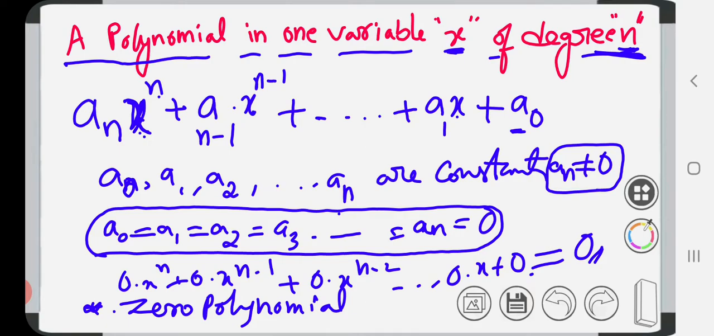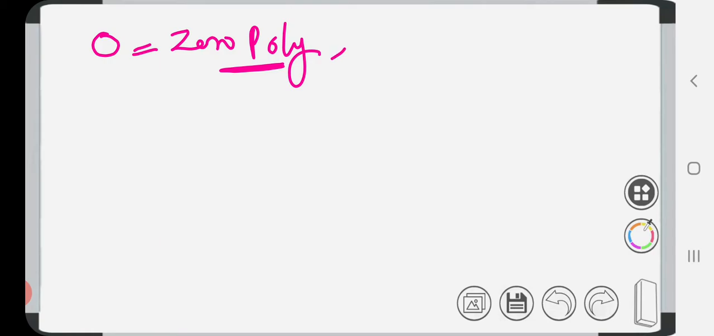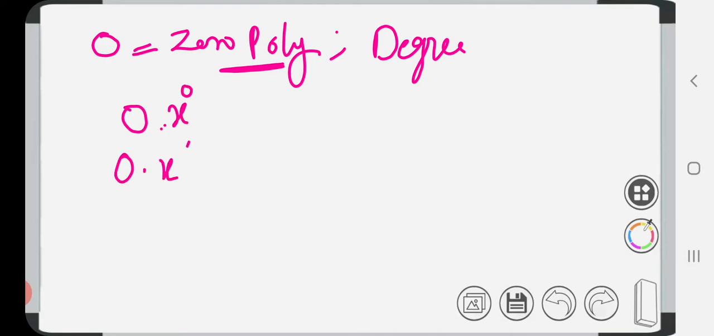If I consider 0, this is called the zero polynomial. In this case, what is the degree of this polynomial? Let us discuss. If in variable x we want to write 0, it can be written as 0 into x power 0, or 0 into x power 1, because anything into 0 becomes 0. So 0 into x power 2, 0 into x power 3, and if it goes on like this, we can write 0 into x power n.